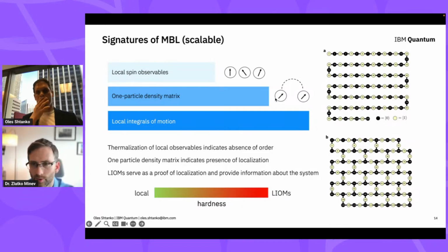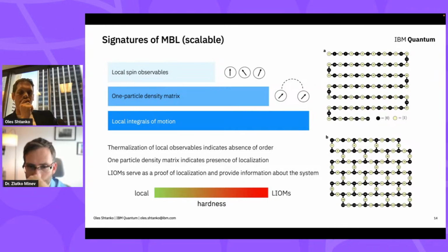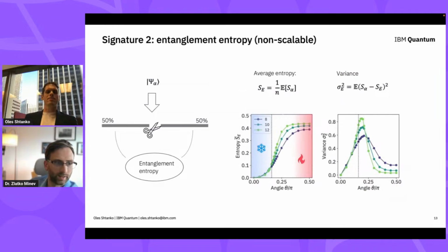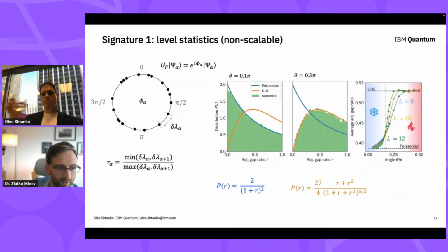Before I let you get too far, maybe a couple of questions that piled up on the previous question. If we go back to signature 1 on the level statistics, can you clarify again for us what delta lambda A means, since it's in the complex circle? Wait, sorry, maybe I'm not clear.